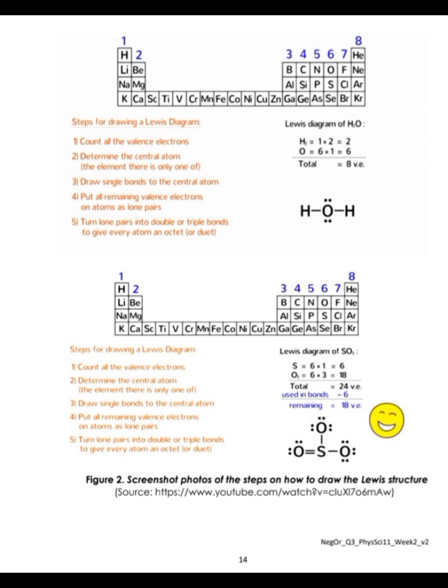After that, we need to draw single bonds to the central atom. As you can see in the illustration, the oxygen and 2 hydrogens have single bonds. After all these steps, now we have the Lewis diagram of H2O, or water. In addition, the numbers that you've seen in the table of elements, 1, 2, 3, 4, 5 to 8, stand for valence electrons.